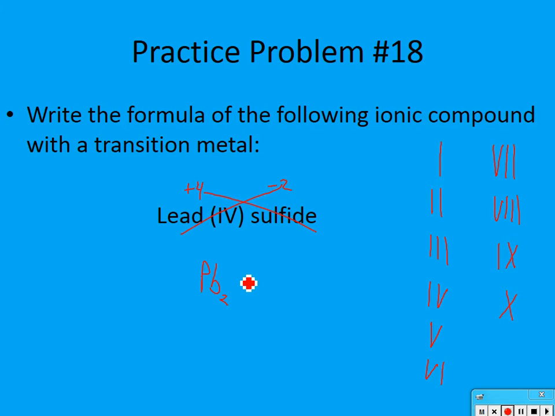Sulfide is sulfur. What's the symbol of sulfur? S. And what goes by the S? 4. Now be careful. Can this one be reduced? Yes. What would it reduce to? Yeah, it would go to 1 and 2. So this 2 would become a 1, and the 4 would become a 2. So lead 4 sulfide is PbS2. Very good, guys.